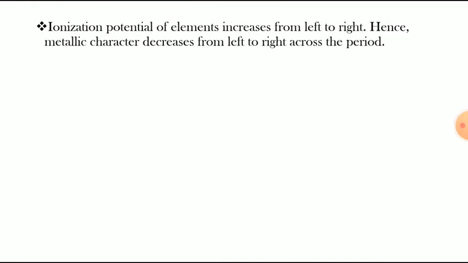So now we will see that the ionization potential of an element increases from left to right, hence metallic character decreases from left to right across the period. We have just seen what periods are. Periods are horizontal, right? So the ionization potential of the elements increases from left to right in the periodic table. That's why the metallic character decreases from left to right across the period.